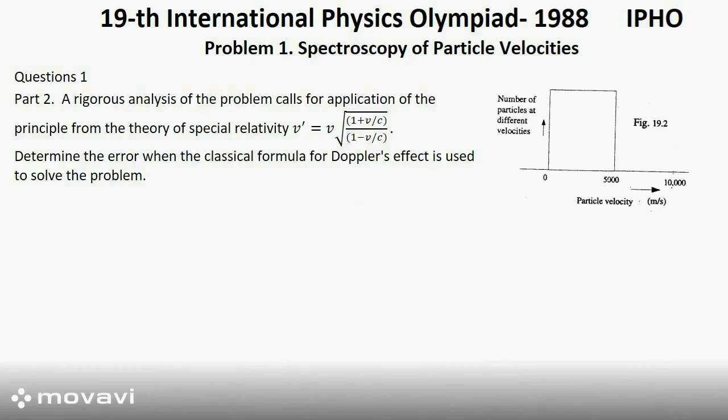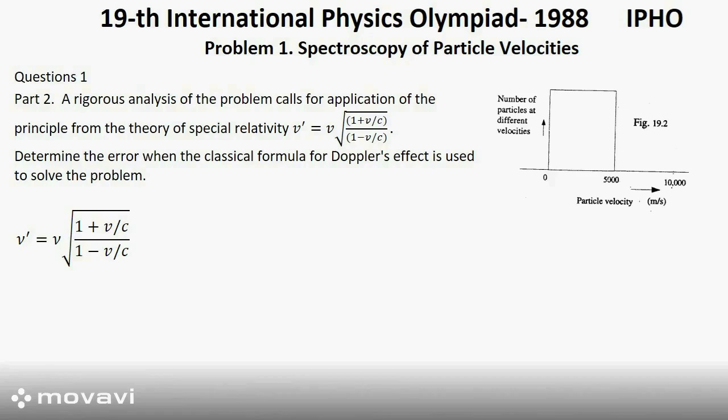Part 2. The formula for calculation of nu prime, as observed by the observer moving towards the light source, based on the principle of the theory of special relativity: nu prime equals nu multiplied by the square root of (1 plus v over c) divided by (1 minus v over c), where v is the magnitude of the velocity of the observer towards the light source.